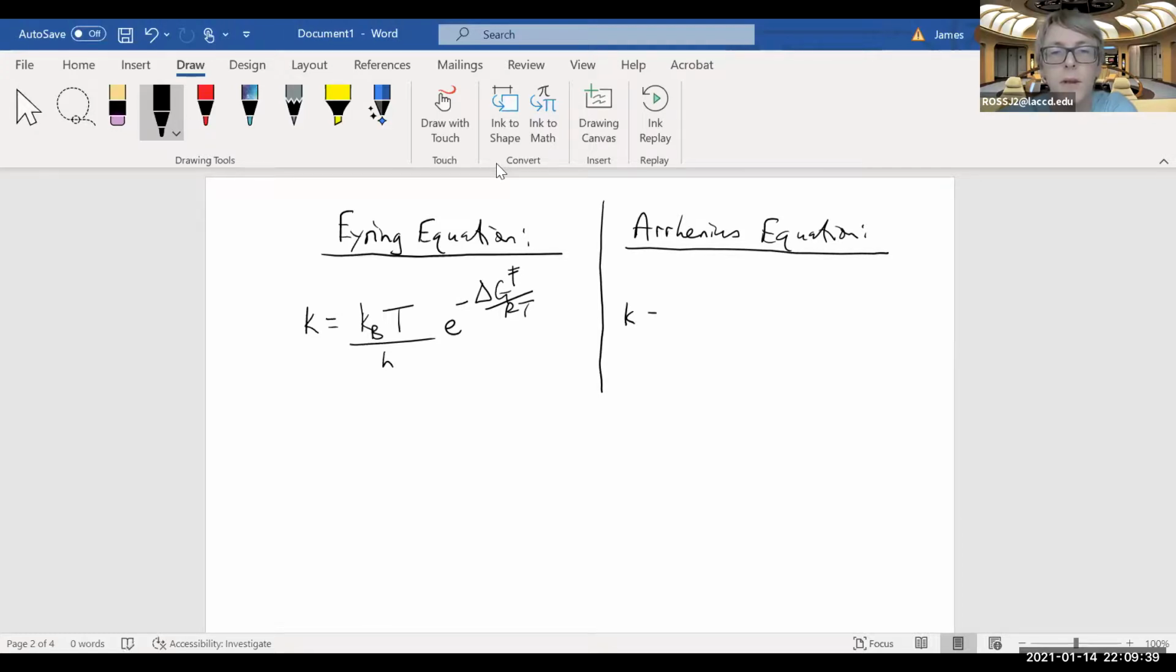Rate constant is A e to the minus activation energy over RT. And the Arrhenius equation is limited because it's only for gases. And this is for gases and other states. So the Eyring equation is more versatile.